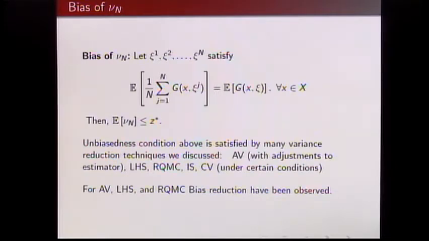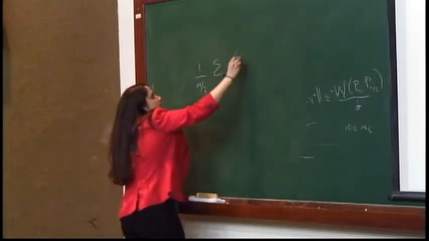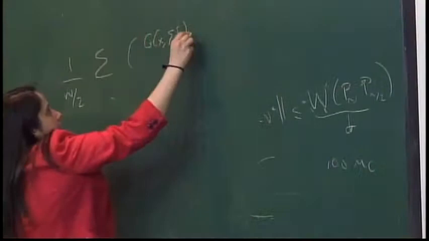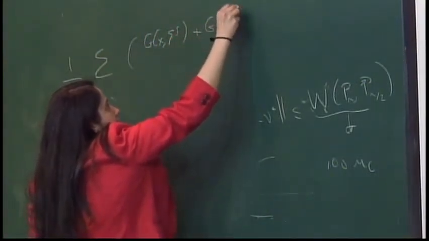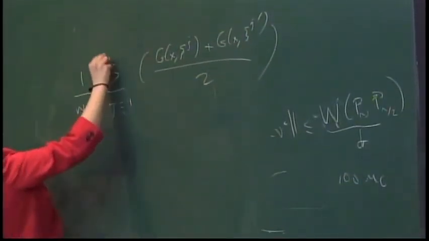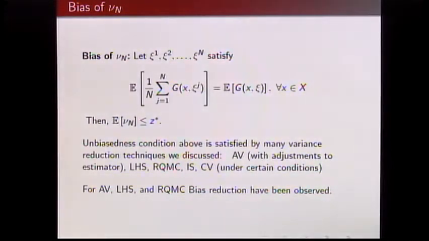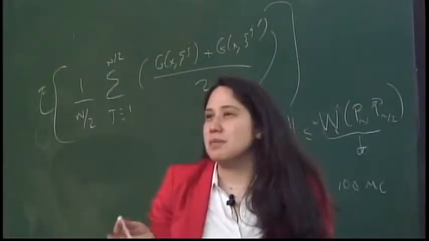And when do we see unbiased estimators? Pretty much all of the ones that we covered, because we wanted unbiased but lower variability. So for example, antithetic variates, but you have to make some adjustments there, right? The estimator will be 1 over n over 2, the sum of g of x, xi j, plus g of x, the antithetic variate, divided by 2, j equals 1 to n over 2. So instead of this thing, this estimator is unbiased.